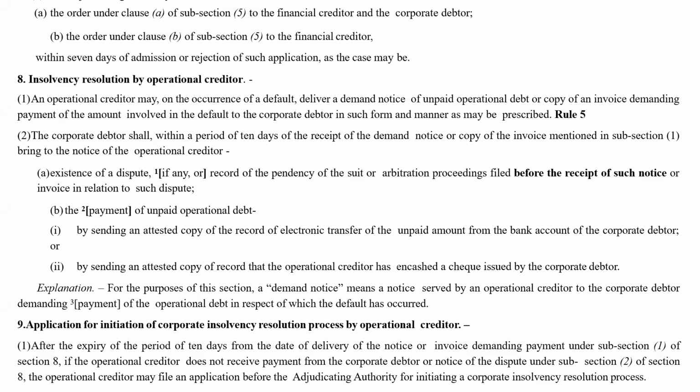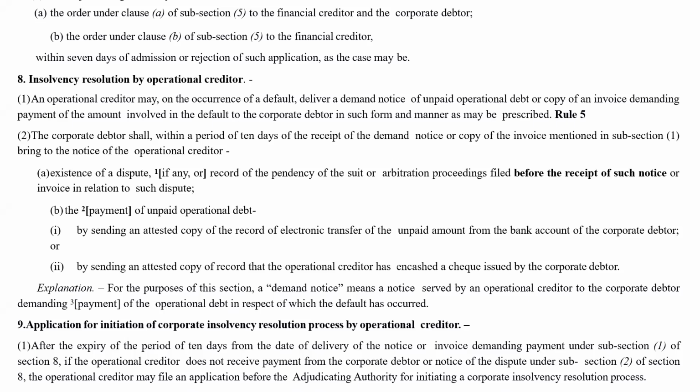Now, if nothing is said, you have given a demand notice demanding payment. The corporate debtor does not revert. So then what is the option? Do you have to send a second notice? The answer is no. So you will give them 10 days. Okay? You will deliver him the demand notice. You will give him a period of 10 days. In the 10 days period, he has to act.